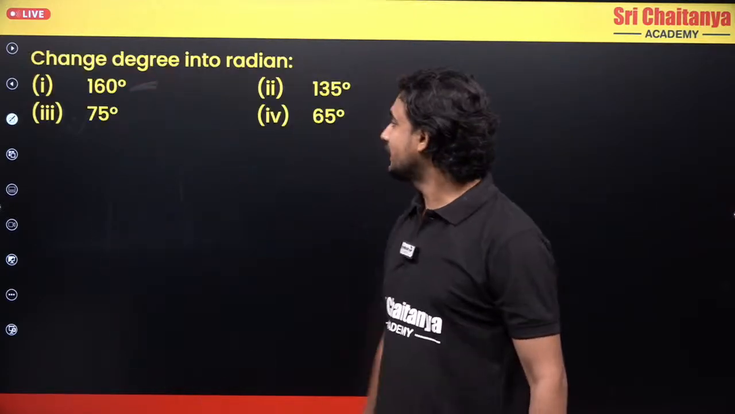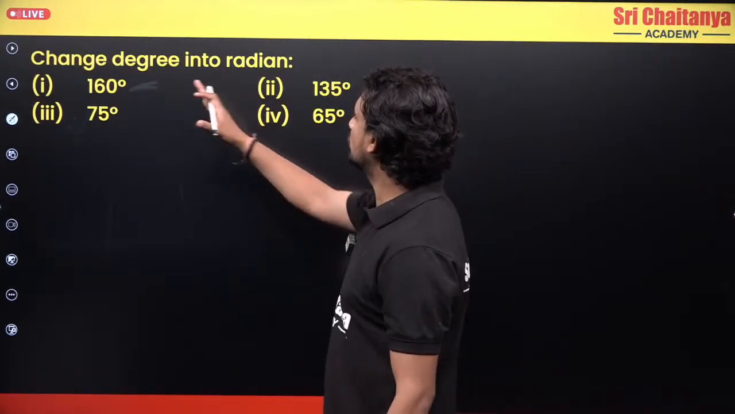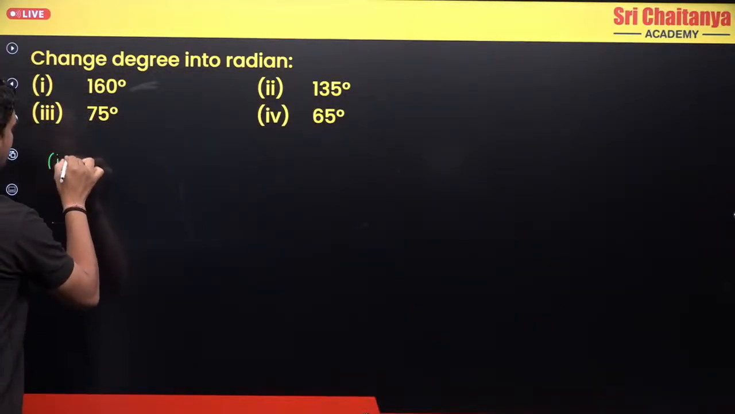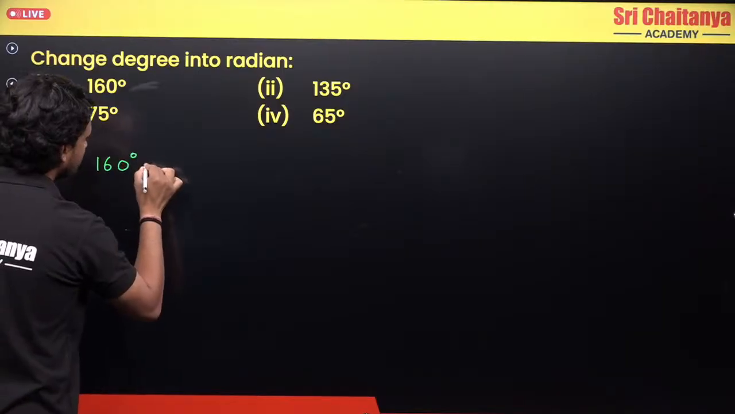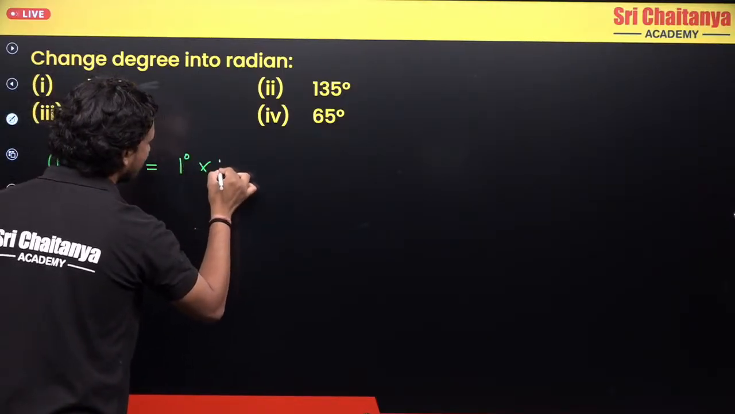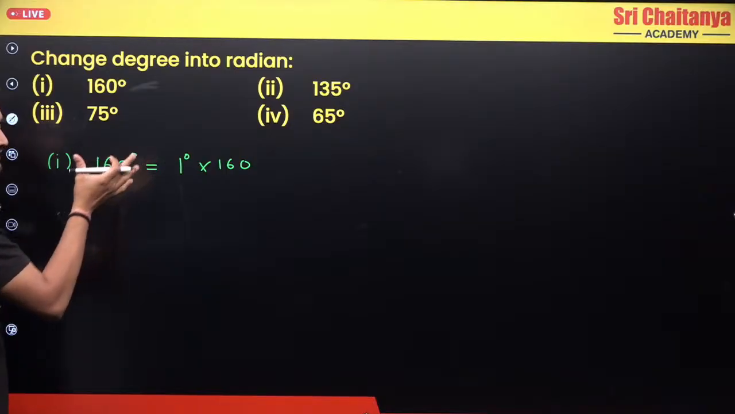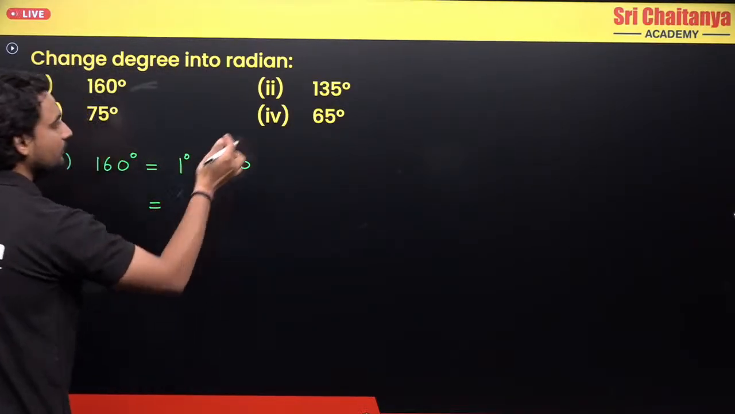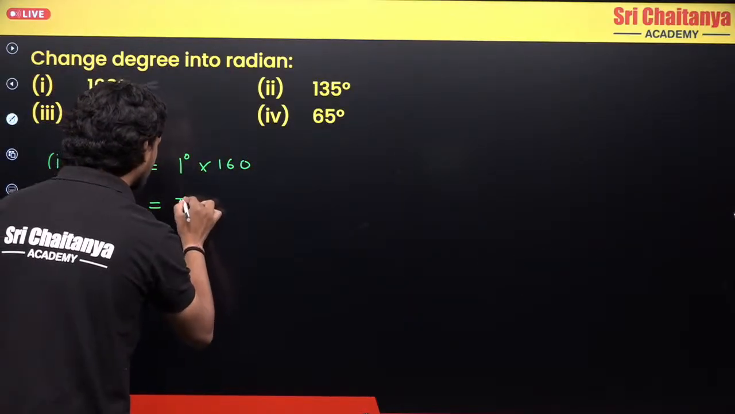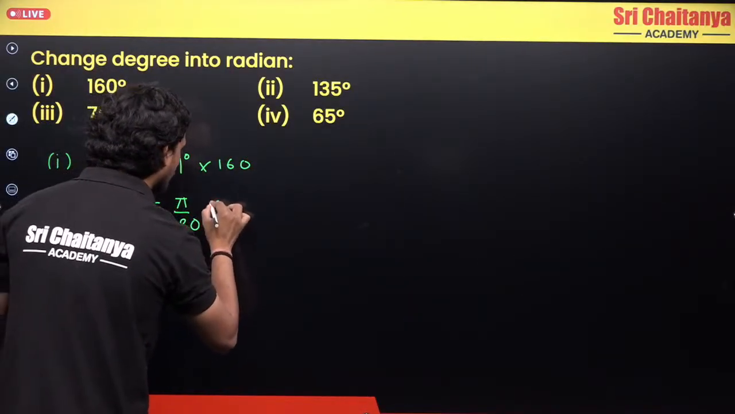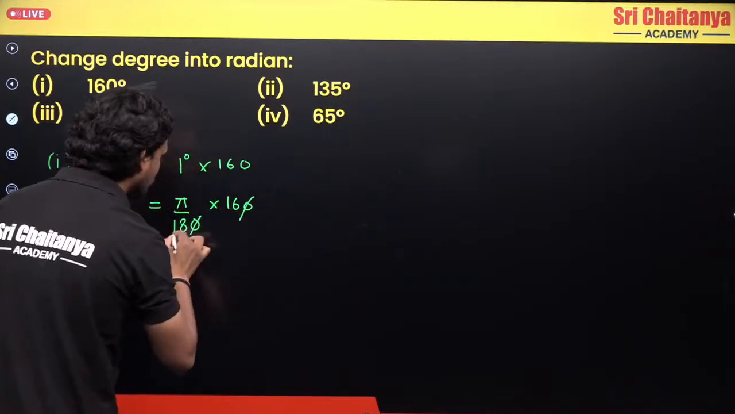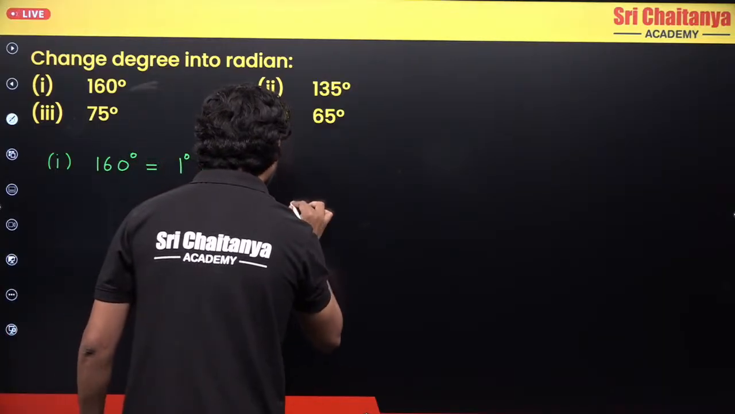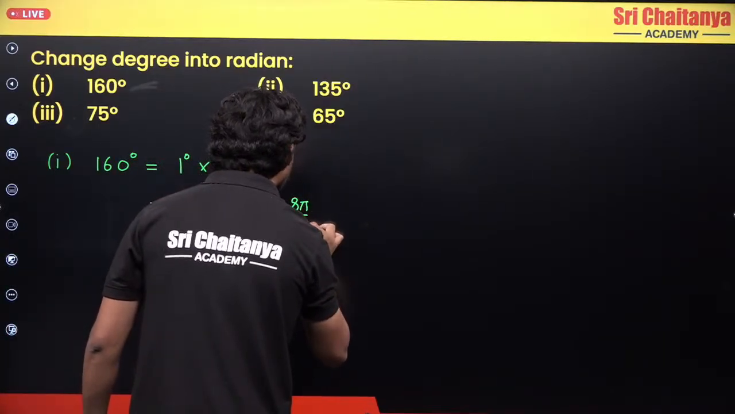Let's first find how to convert degrees into radians. If I have the first question, 160 degrees, I can write it as 1 degree into 160. Simply, 160 degrees is 1 degree, 160 times. What is 1 degree? 1 degree is pi by 180 radians. So pi by 180 radians into 160. 0 cancels with 0, 2 9s are 18, 2 8s are 16. So this will become 8 pi by 9.